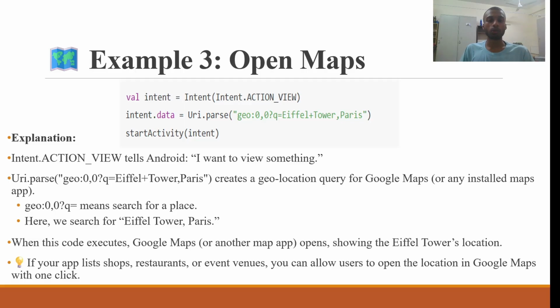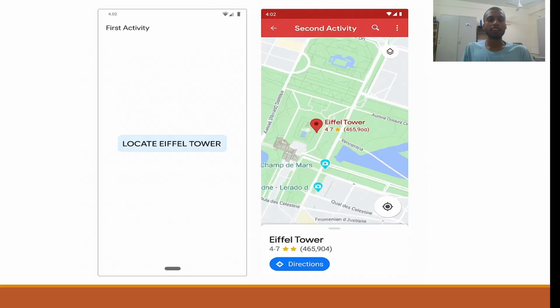Or else, instead of this format, we can use latitude and longitude also. Instead of 0,0, we can place the latitude and longitude. In real life, if your app lists shops, restaurants, or event venues, you can allow users to open the location in Google Maps when they click on it. So let me show you an output example. The first activity would be a normal button. When I click on the button, a second activity will open, which is Google Maps. So these are different types of applications. For external communication, we use implicit intent. So in this way, the implicit intent works.